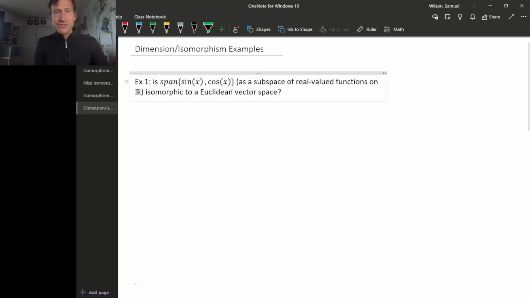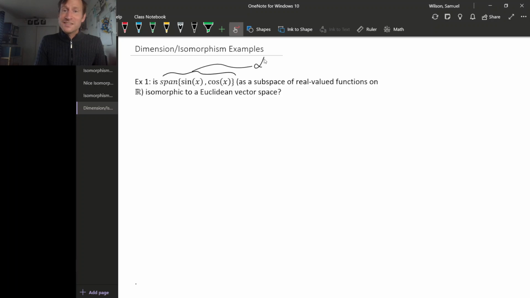So let's look at some examples. One example is the span of sine and cosine as a subspace of real valued functions. Is it isomorphic to a Euclidean vector space? Well, all we need to do is ask ourselves, what is the dimension of this span? We have a spanning set, it's sine and cosine. So the question is, are sine x and cosine x linearly independent? Well, the answer here is yes, right?